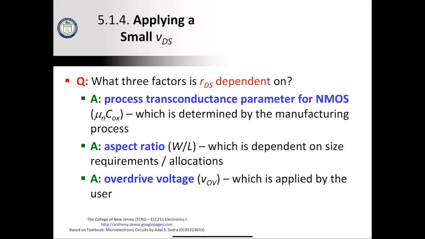what three factors is RDS dependent on? One is something called the process transconductance parameter, which is simply the combination of the mobility and the oxide capacitance. Be careful, because there's going to be two versions of this. There's the process transconductance parameter, and then there's also something we call the device transconductance parameter. I'll talk more about that later. There's the aspect ratio of the channel, which is the width divided by the length. And then there's the overdrive voltage, which we've already spent a lot of time talking about.